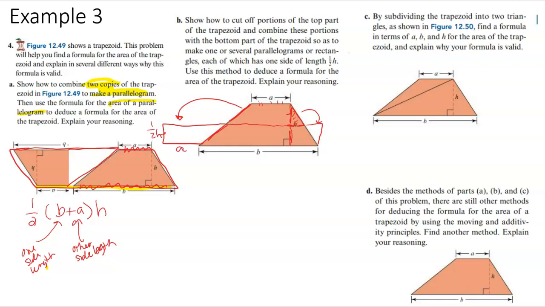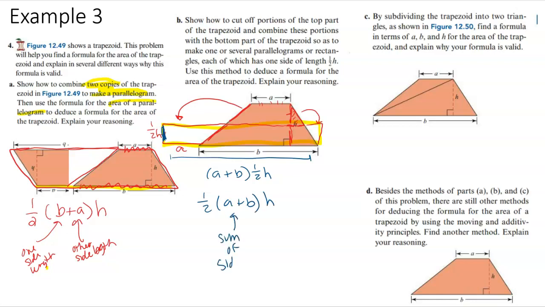So now I have a rectangle. Let's highlight it so you can really see this full rectangle. A rectangle formula is just length times width. The length of this is A plus B, and the width of the rectangle is 1/2 h. If I reorganize it, again we're getting the sum of the sides of the trapezoid times the height. Let's look at it another way.